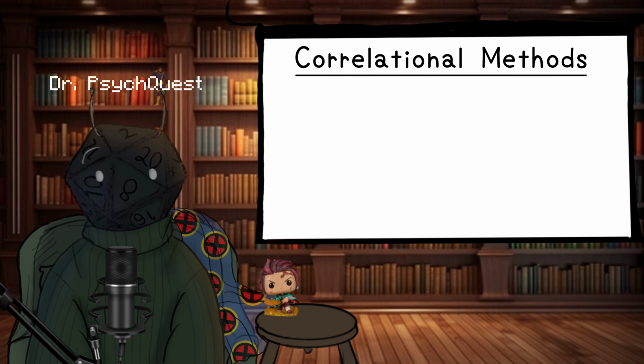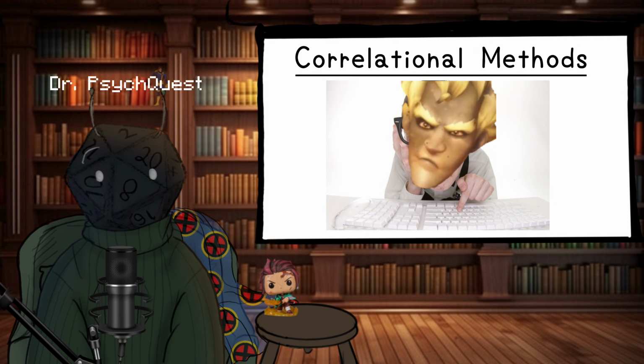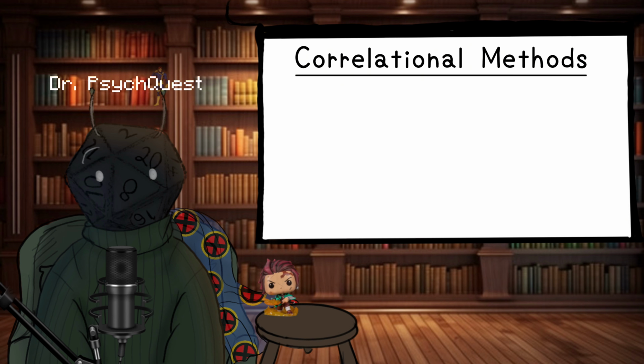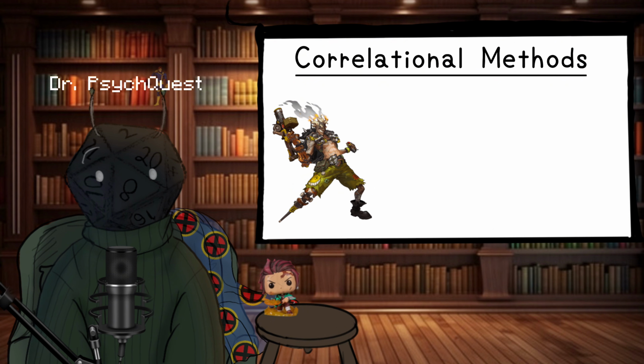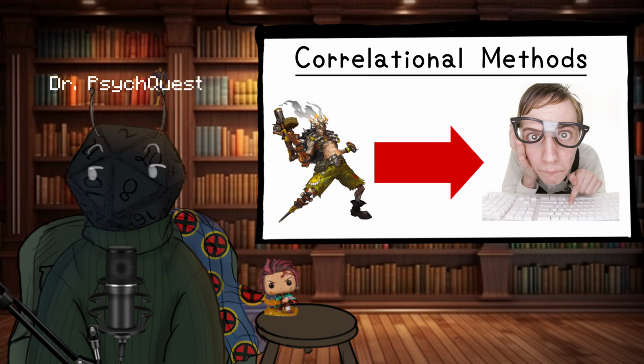Correlational methods look at the relationship between two things. As an example, does playing Junkrat mean you're a one-trick pony? It does. A correlation study can tell us that they're connected, but can't say that playing Junkrat causes you to be a one-trick pony, which you are.